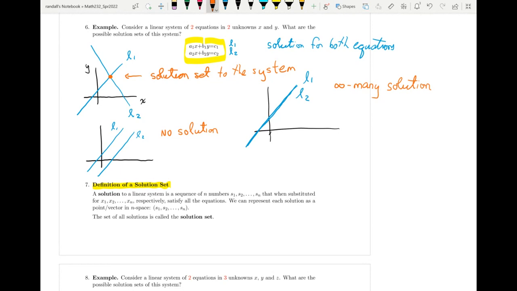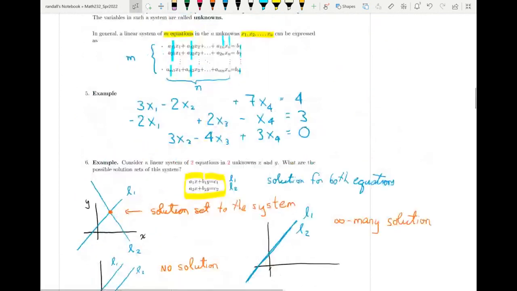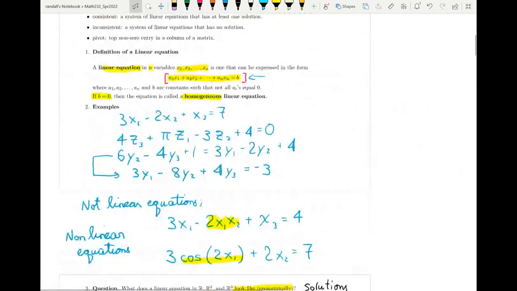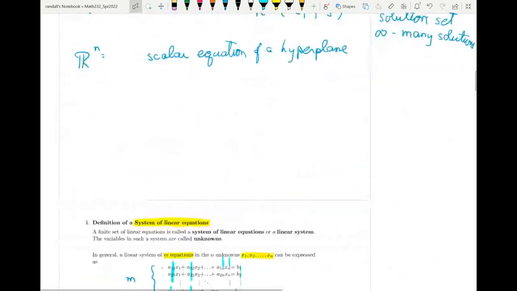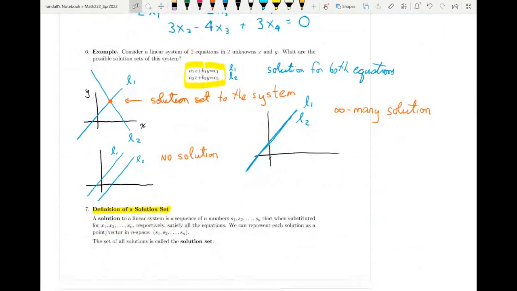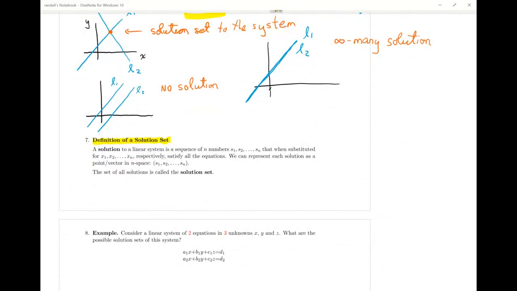So now we preempted this definition of a solution set. At the beginning we talked about a solution for a single equation. You plug in the variables, and it satisfies that single equation. But for a solution set, we mean more than that. It's a set of numbers, S1 to Sn, that when you substitute them in for the variables, so that the variables assume these particular numbers, all the equations become true.